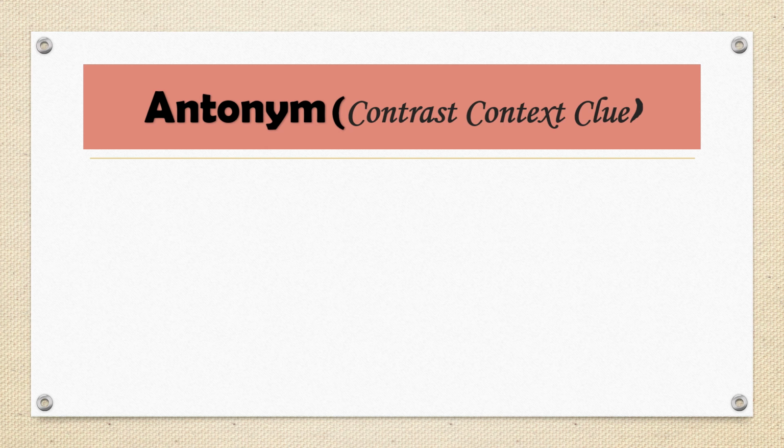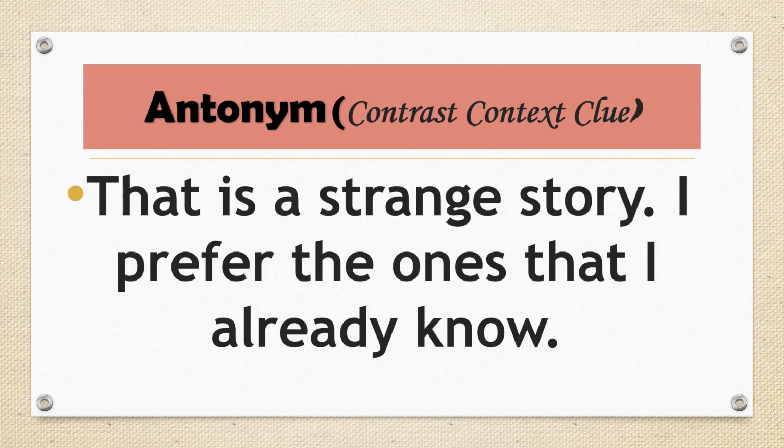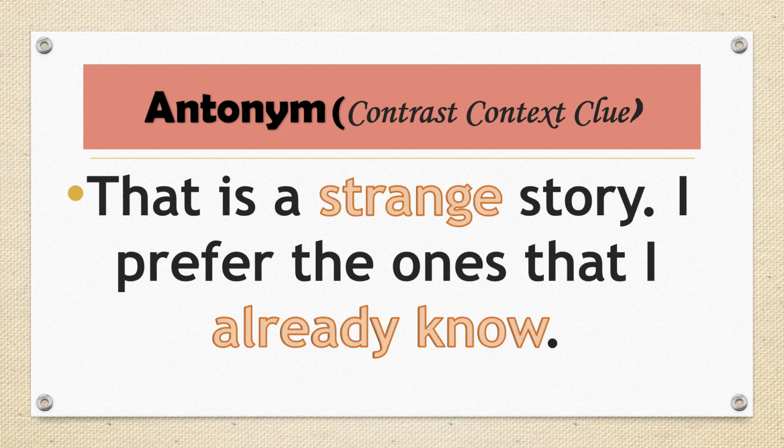Now, let's have a sentence. That's a strange story. I prefer the ones that I already know. Now, what are the words that seem to have opposite meanings? Great! We have strange and already know. But how did we come up with these words? Let's go back to the sentence. What do I prefer rather than a strange story? I prefer the ones that I already know, that you're familiar with. And with that, strange means unfamiliar.